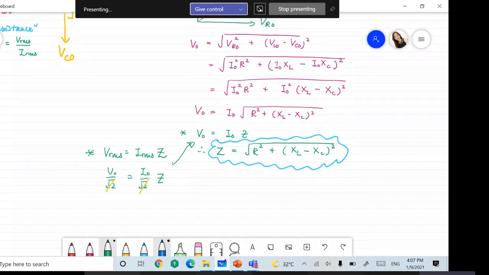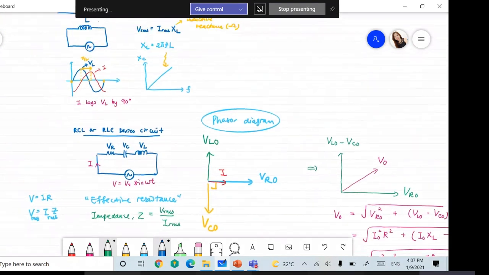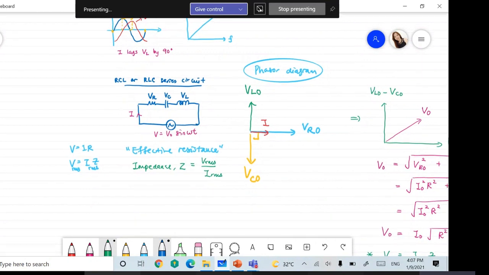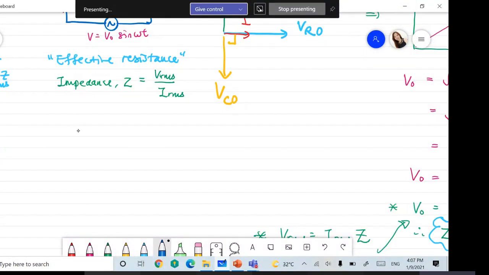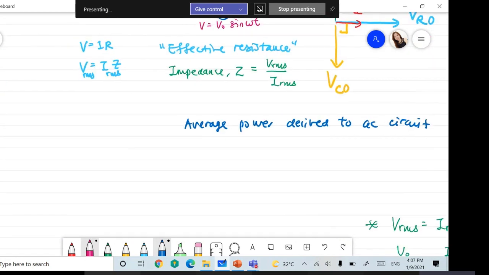We can also find the average power delivered to the circuit. The current flowing in the circuit is always the same because it is in series. This power is called the average power to the AC circuit. In a DC circuit, if you still remember, the average power is the same as Vrms multiplied by Irms.